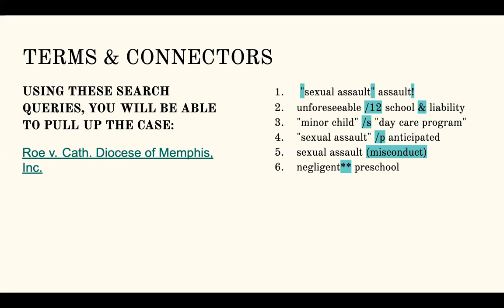And then lastly, number 6, we have negligent followed by the universal character and then the word preschool. Universal characters are used to allow the search of 2 different variations of the term. So this may be negligence, neglected, whatever that may be. So if you use any of those 6 variations of search queries, you can actually find the Roe versus Catholic Diocese of Memphis Incorporated.